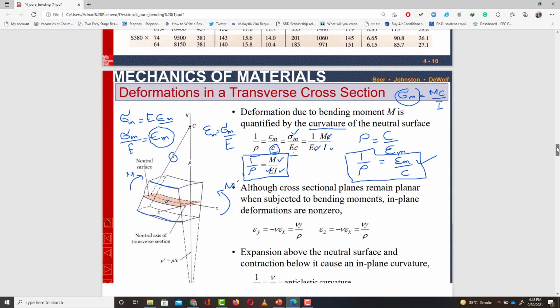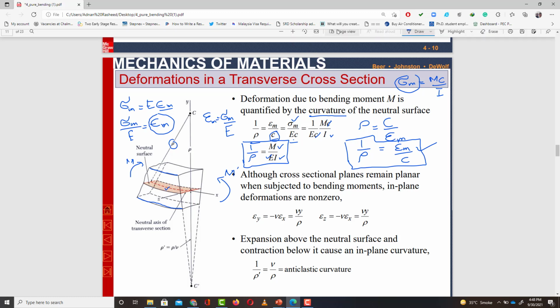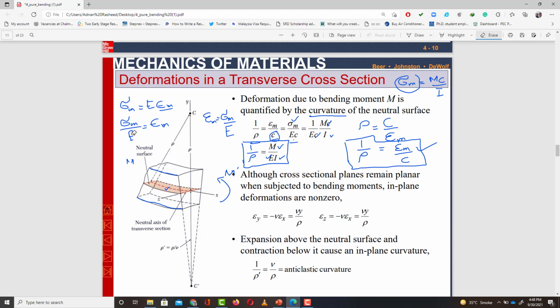Now this was something about the curvature. We will now discuss what an elastic curvature is. If you see that there is a contraction in length above the neutral axis, and expansion in length below the neutral axis.